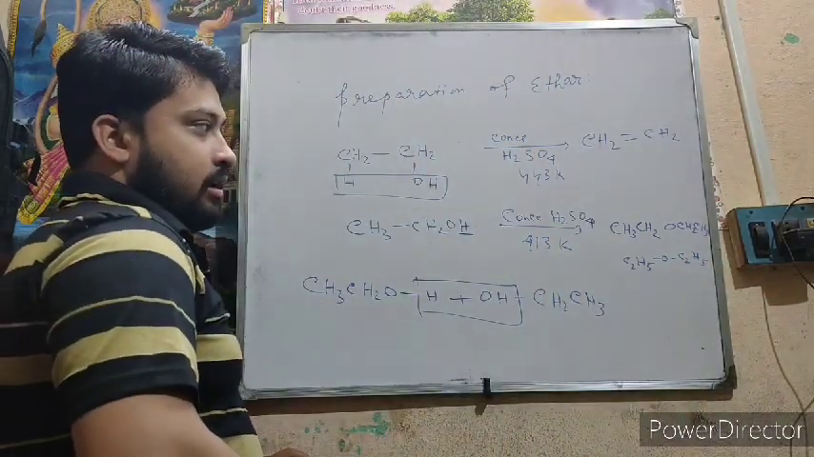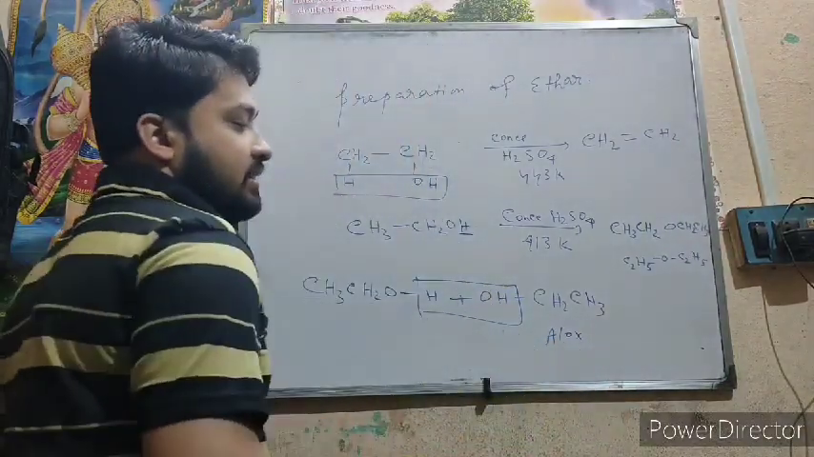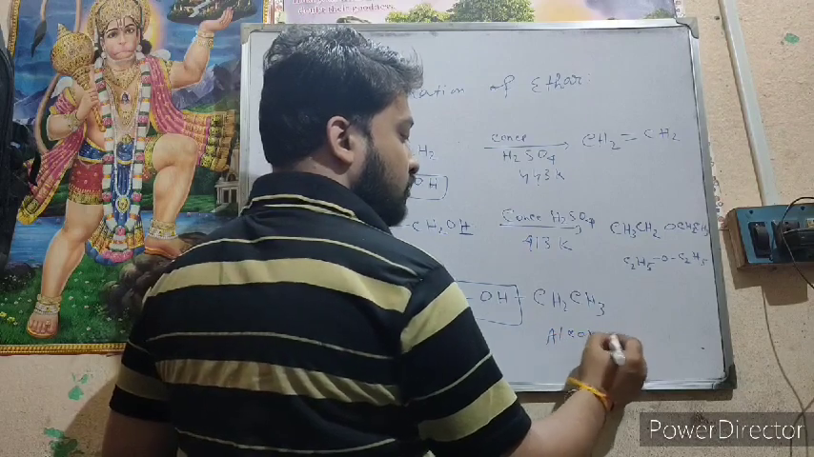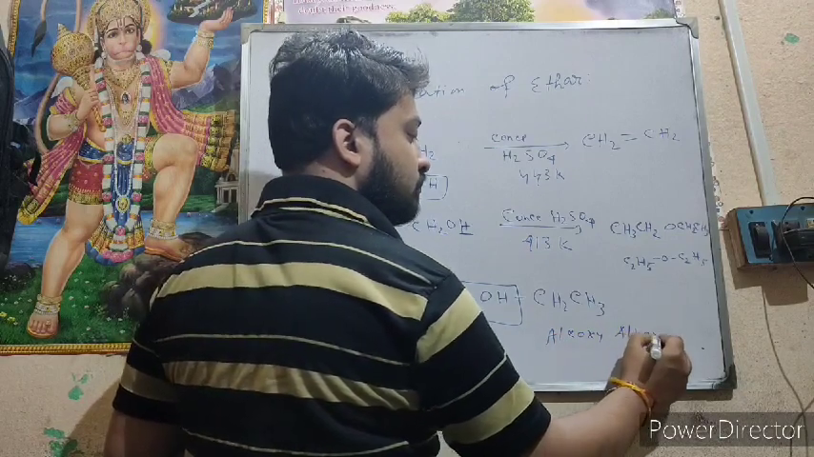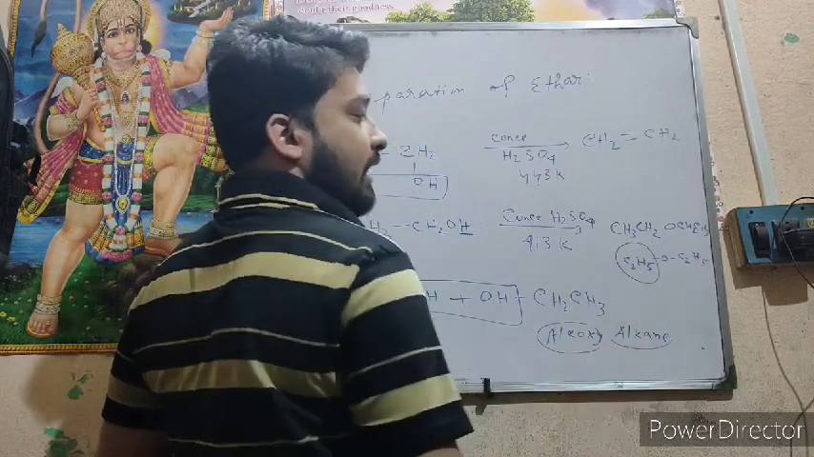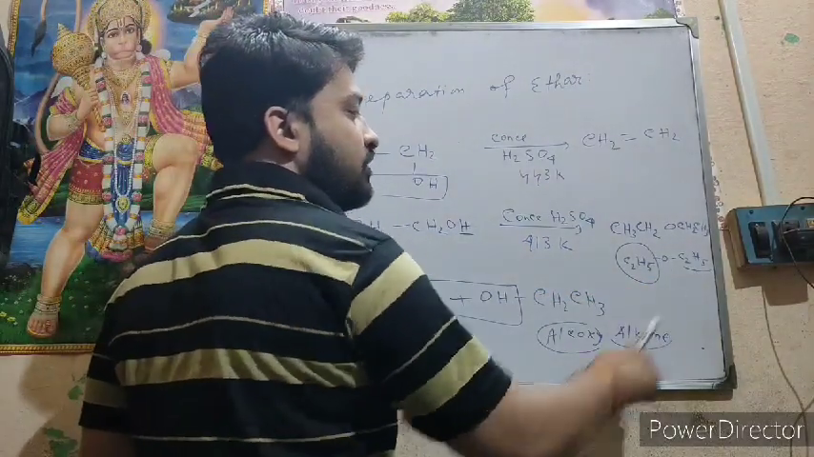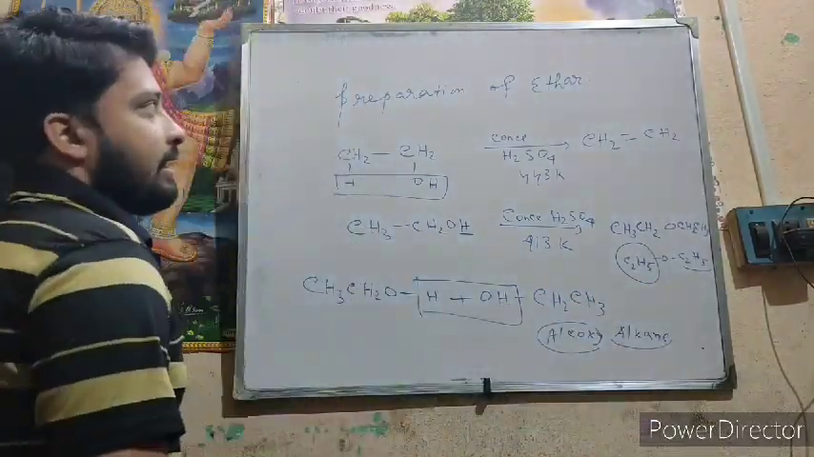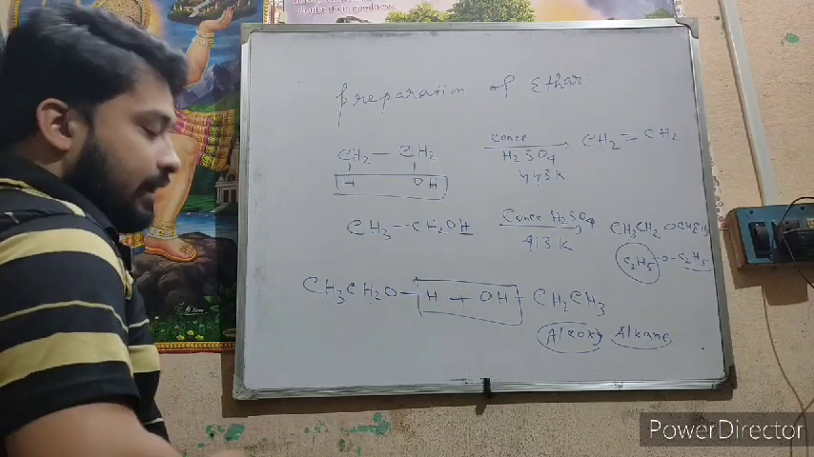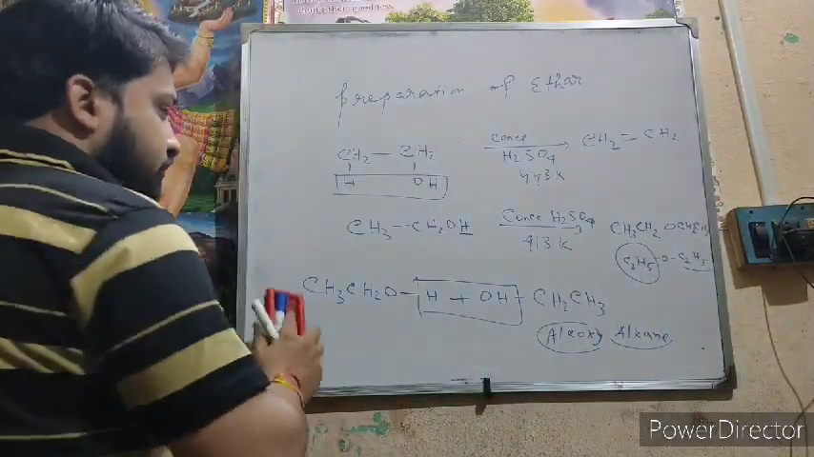This is named ethoxyethane. The general format of the name is alkoxyalkane, so this is ethoxy, ethane: ethoxyethane. So this is one method to prepare ether. Next is Williamson synthesis.